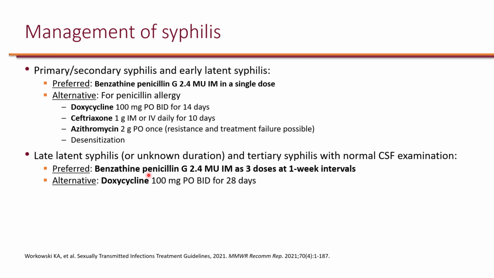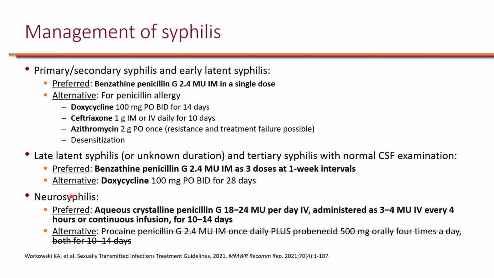The preferred agent is again intramuscular penicillin, but not just a single dose. So this should be a 3-dose series at 1 week interval. So they get 1 dose today, the second dose 1 week from now, and the third dose 2 weeks from now. And the alternative is doxycycline for 28 days. So the duration of treatment would be 4 weeks instead of 2 weeks.